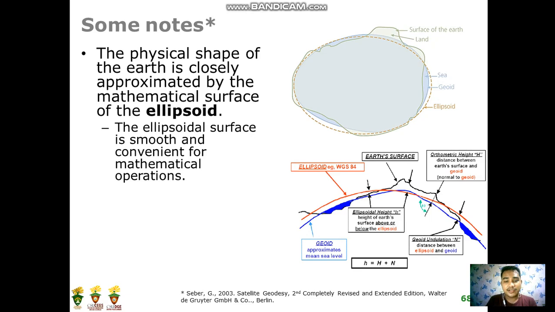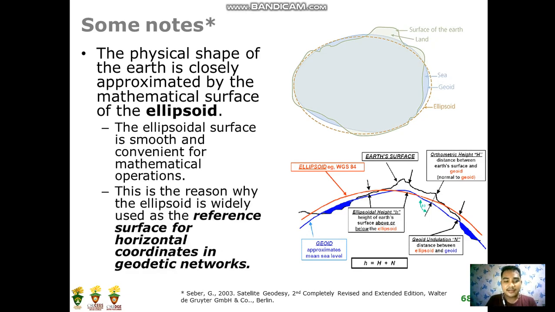It's because geoid is irregular, diba? Ito ang i-discuss a while ago. And this is the reason why the ellipsoid is widely used as a reference surface for horizontal coordinates in geodetic networks. No? Ay since smooth man siya and naa siya geometric relationship, so gamiton lang na siya for horizontal coordinates in geodetic networks. Take note ha, horizontal coordinates.